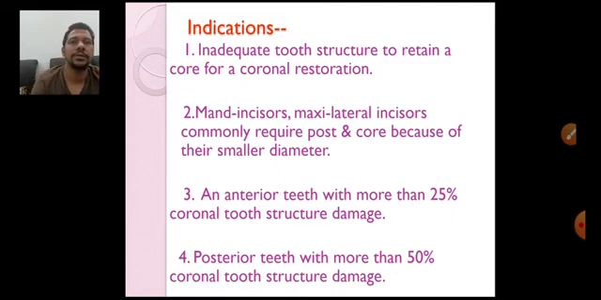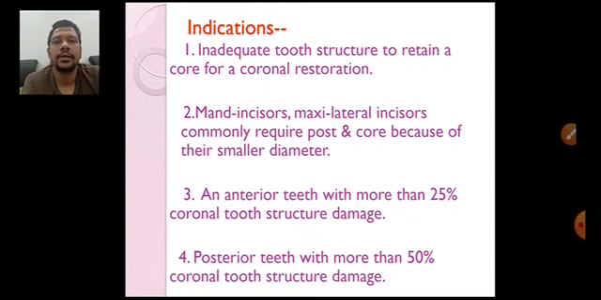before giving a crown. So this is a universal scale which decides whether to go for post and core or not. It's a universally accepted scenario. You have to follow this. You have to see whether the tooth is anterior or posterior. If it is anterior, if it is more than 25% coronal structure loss, then post and core. If it is posterior and if there is more than 50% of coronal tooth structure loss, post and core, then crown. So that is a universally accepted criterion in order to decide whether to go for post and core.